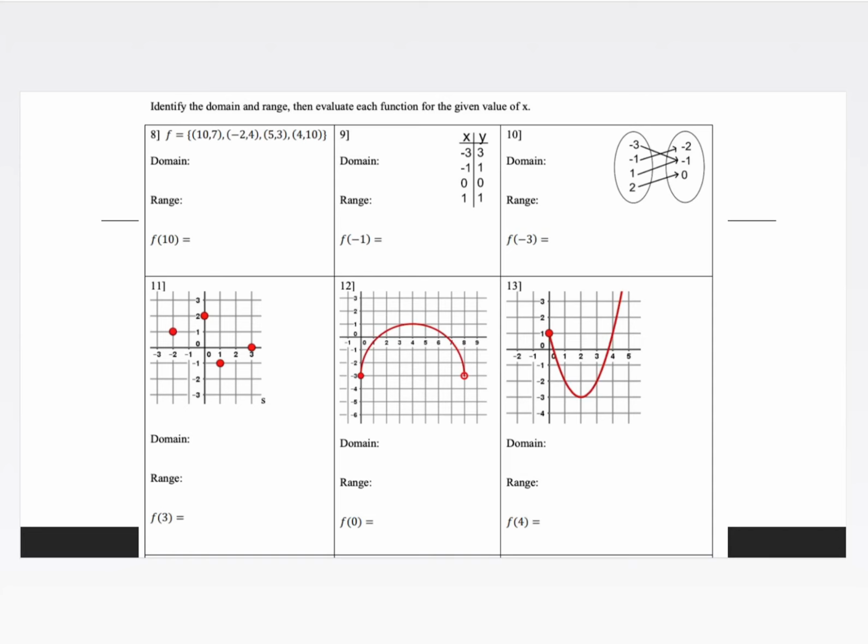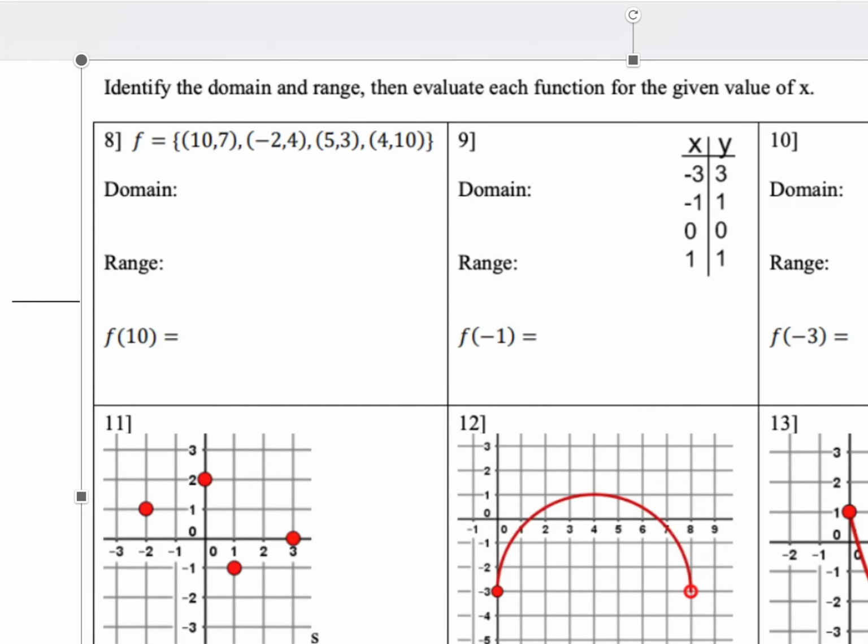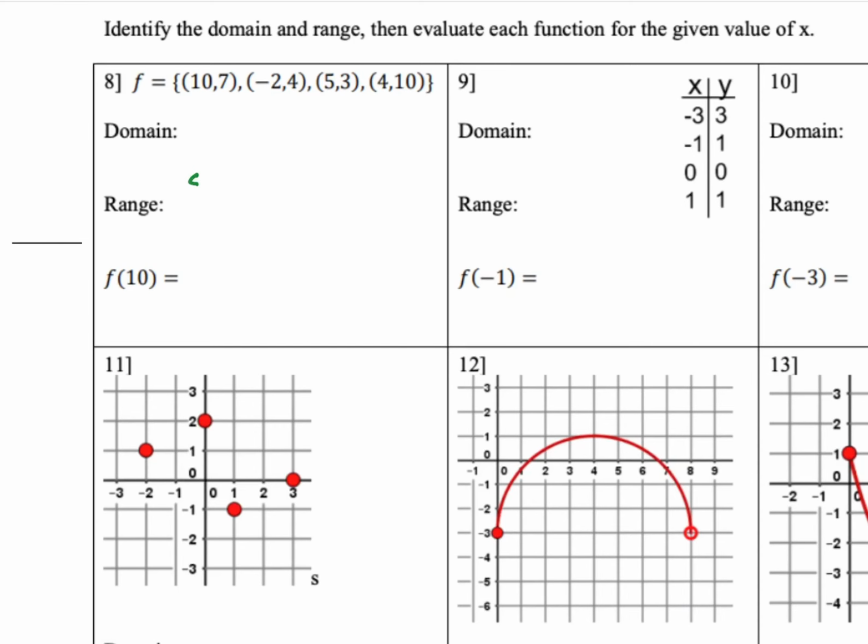Moving along to our next example. Here we're asked to identify the domain, range, and then evaluate each function for the given value of x. So here, remember, this is using our ordered pairs, which were represented in part 1 of our relations and functions video. So the domain is all of our x values. So specifically, we have 10, negative 2, 5, and 4. We're just listing them. And then our range is all of our y values, 7, 4, 3, and 10.